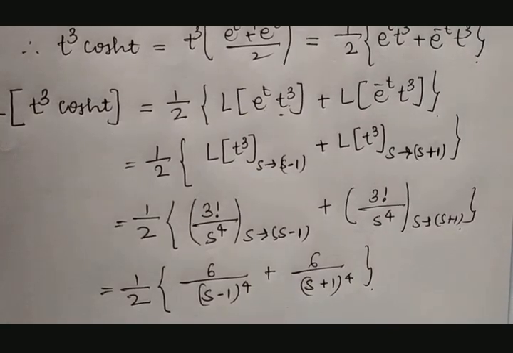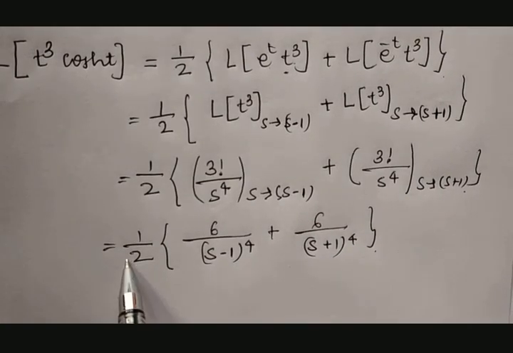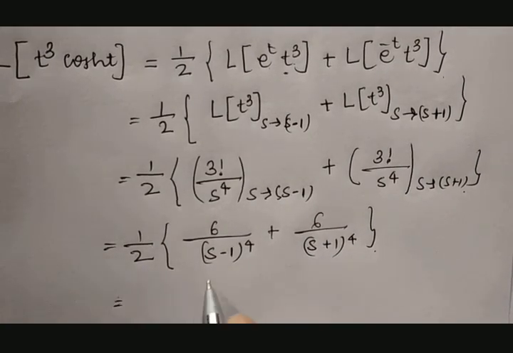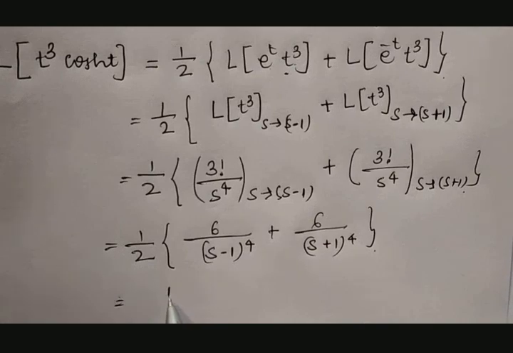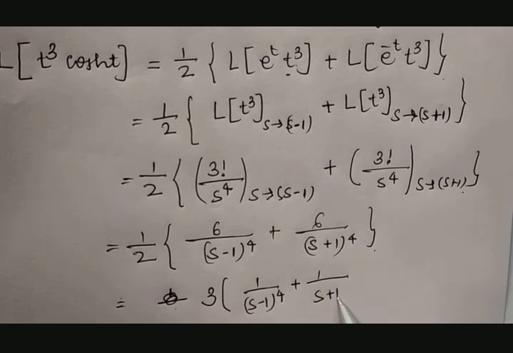Then 6 is a common term. It can be taken outside, and then it gets cancelled with 2. Then it becomes 3 times 1 divided by s minus 1 raised to 4 plus 1 divided by s plus 1 raised to 4.